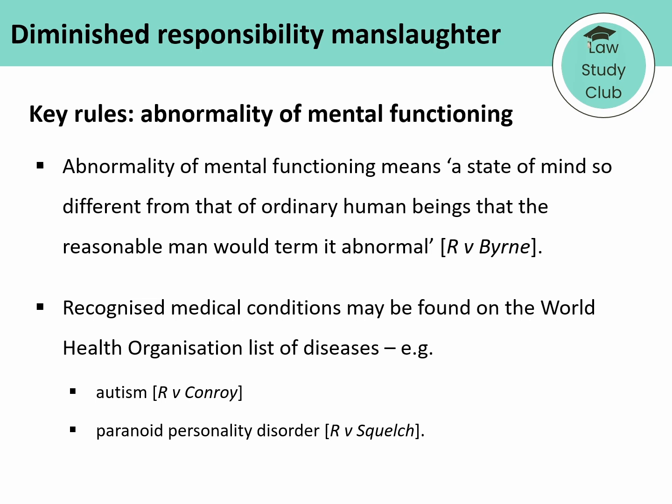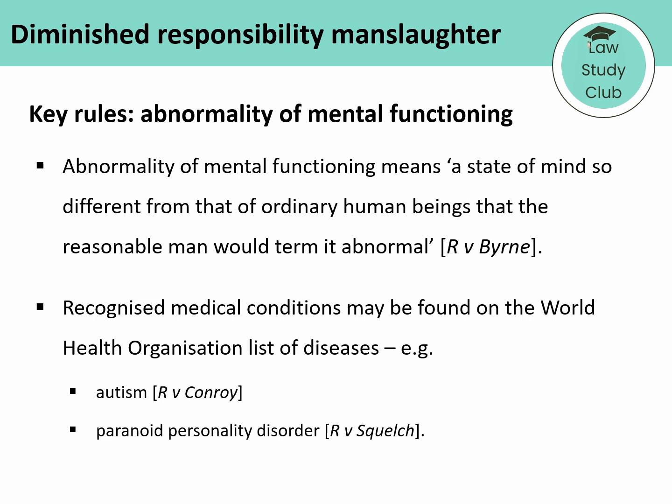So if we work through those requirements in turn and we start with the abnormality of mental functioning, we know from R v Byrne that that means a state of mind so different from that of ordinary human beings that the reasonable man would term it abnormal. So effectively, it's left up to the jury to decide whether someone's mental functioning is abnormal.